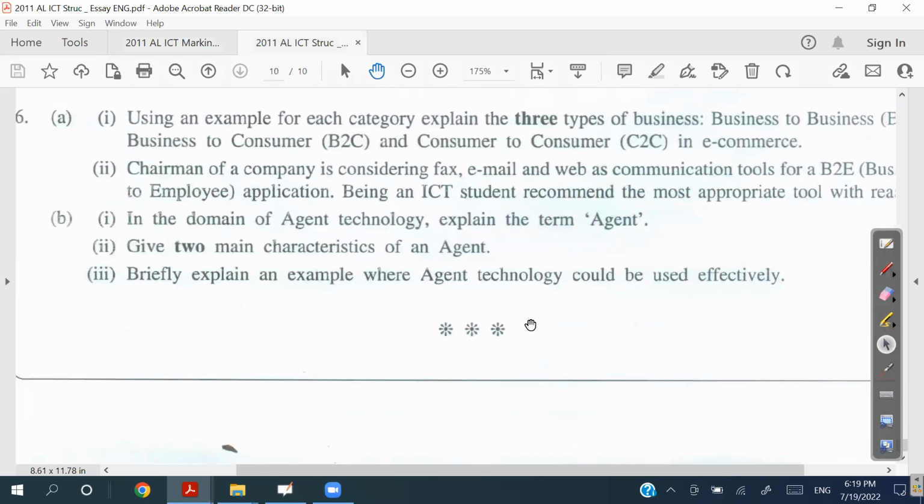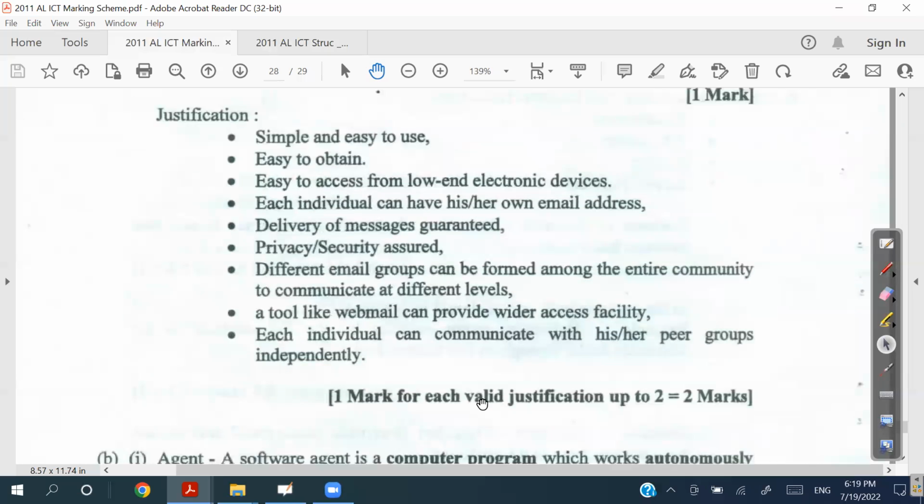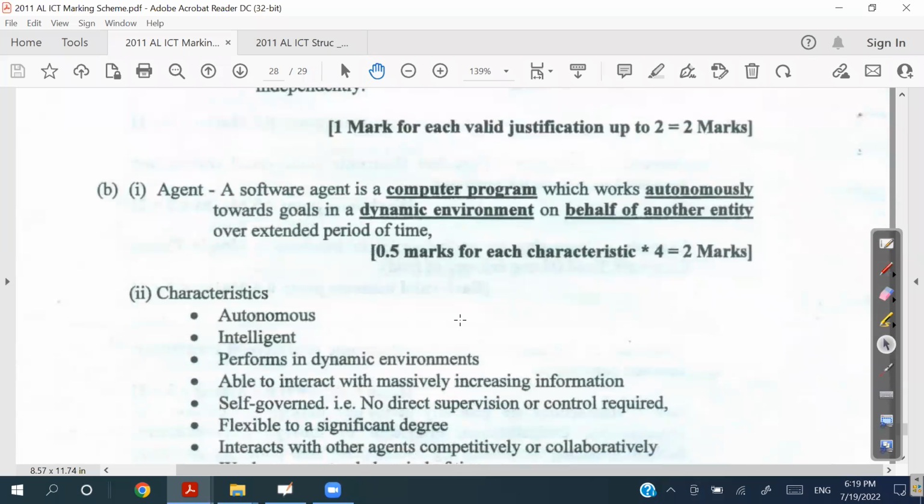Part B is about the agents. In the domain of agent technology, explain the term agent. So it's better you memorize this definition, people. A software agent is a computer program which works autonomously towards goals in a dynamic environment on behalf of another entity over an extended period of time, right? You can give many more explanations, but it's better you go with this since this is given in the marking scheme, right?